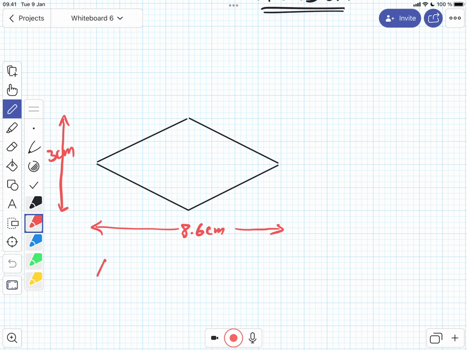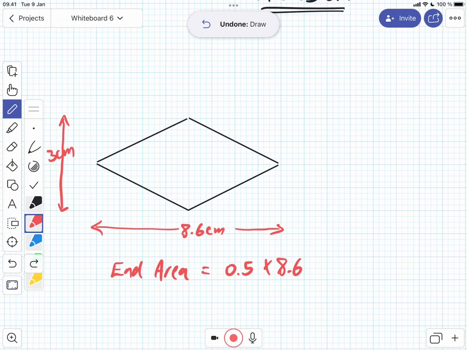So the area of the diamond is just a half times the 8.6 times the 3. So I'm going to write end area equals 0.5 times 8.6 times 3. I should put the units there. So 8.6 centimeters times 3 centimeters. I think I can do that in my head. 0.5 times 8.6 is 4.3, and 4.3 times 3 is 12.9. So that's 12.9 centimeters squared.